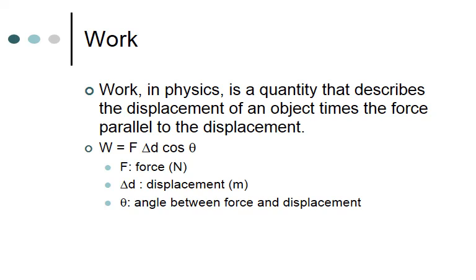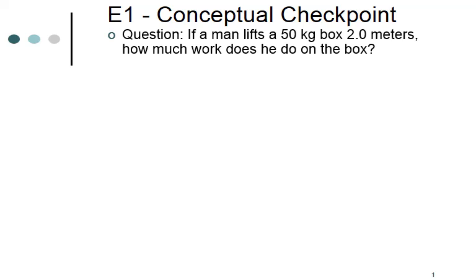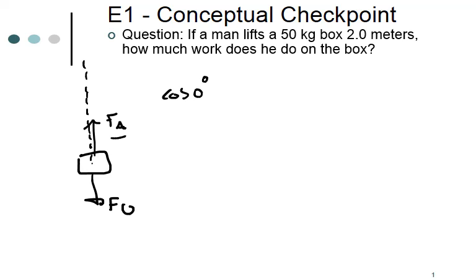All right, so we know that work is force times displacement times cosine theta, and theta is the angle between force and displacement. With this first one, a man lifts a 50 kilogram box 2 meters into the air. So let's draw that. Force applied is up, force of gravity is down, and he's lifting it into the air. The force applied is up, the displacement is up, so it's cosine of 0 degrees as he lifts it. So it'll be a perfect amount of work.